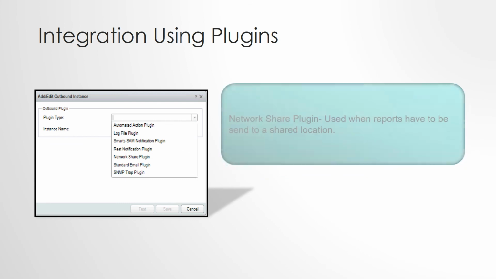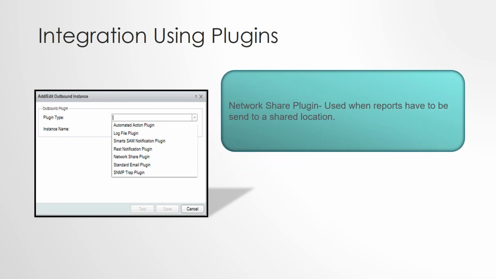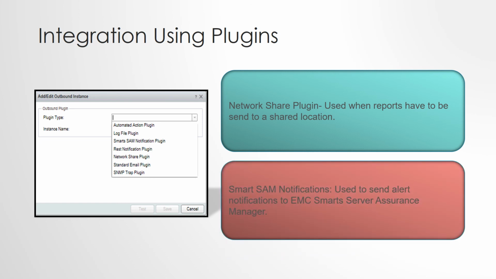The Network Share plugin is used to send reports to a particular shared location. These reports can then be accessed from that location. The Smart SAM plugin is used to send alerts to a specific target, that is the EMC Smart Server Assurance Manager.